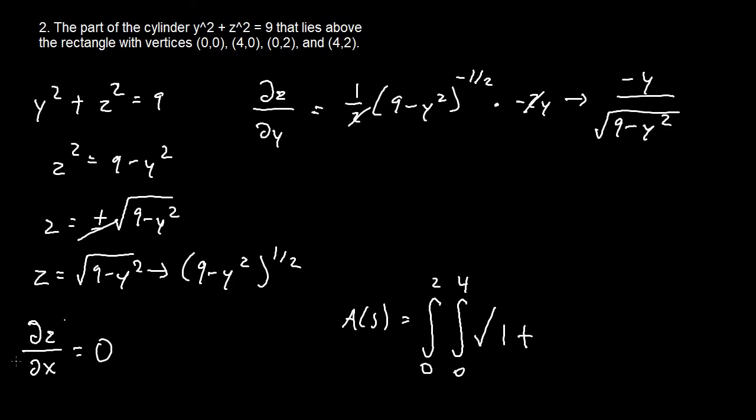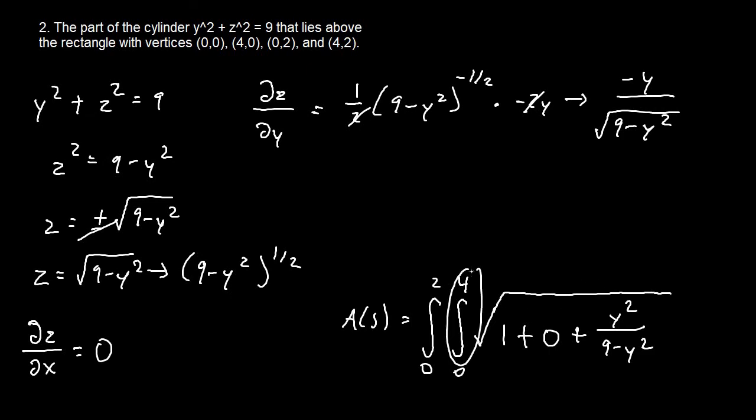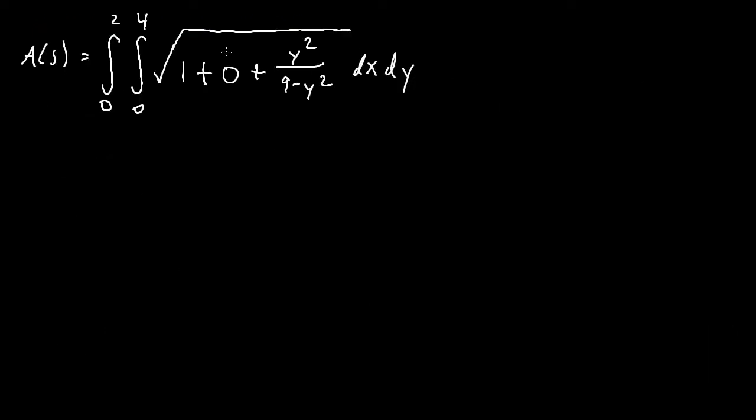So the partial derivative of z with respect to x once again is 0. 0 squared is 0. We have 1 plus 0 plus the partial derivative of z with respect to y, which we found to be negative y over the square root of 9 minus y squared. Now if we square that, we will get y squared over 9 minus y squared. Since the x bounds are put first, we put dx, and then we have dy on the outside. Now if I simplify what's only inside the radical here, we have 1 plus y squared over 9 minus y squared.